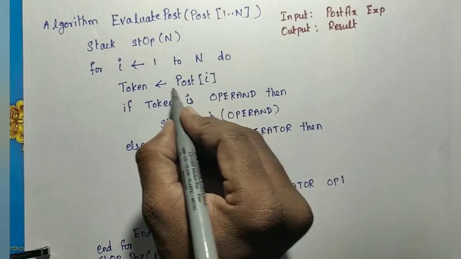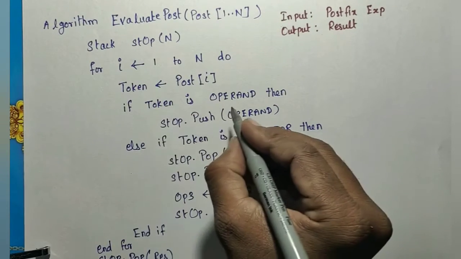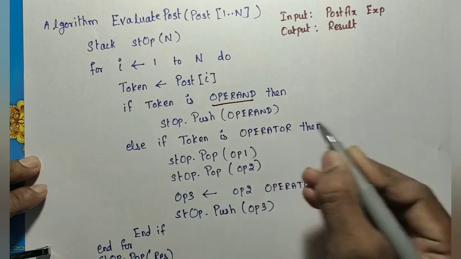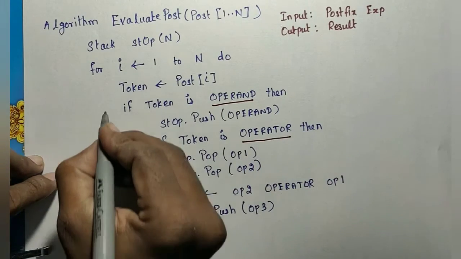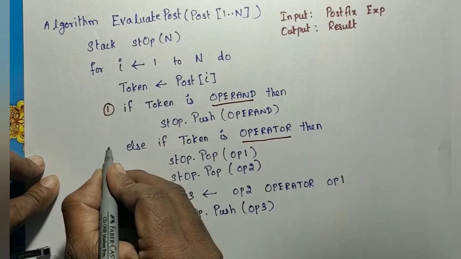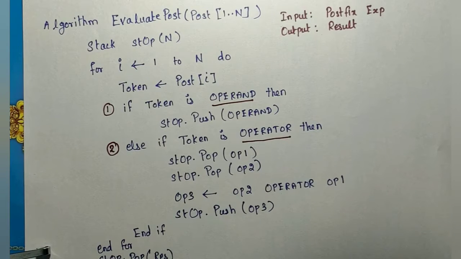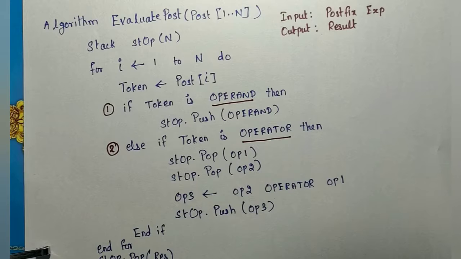Each character is called a token. There are only two cases: the token is an operand, or the token is an operator. So this is action 1 and this is action 2. The assumption is that no other characters are allowed in the postfix expression, so the postfix expression is a valid one. Like that we are going to learn. I will explain the two actions through an example.